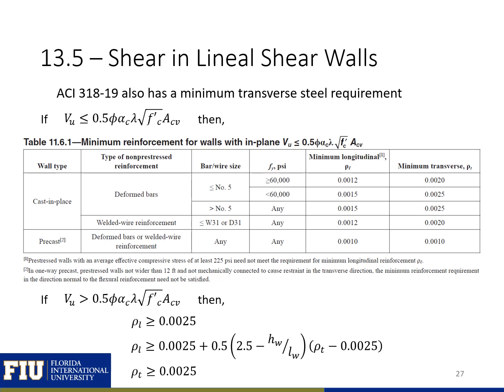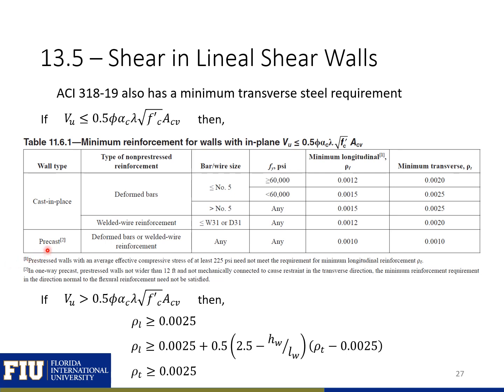ACI 318 also has minimum transverse steel reinforcement requirements that are shown on this slide. And these requirements depend on the shear demand on the wall. If you have a low shear demand, so a V sub U less than or equal to 0.5 phi alpha C lambda square root F prime C times ACV, then you can use the minimum transverse steel requirements shown in this Table 11.6.1.